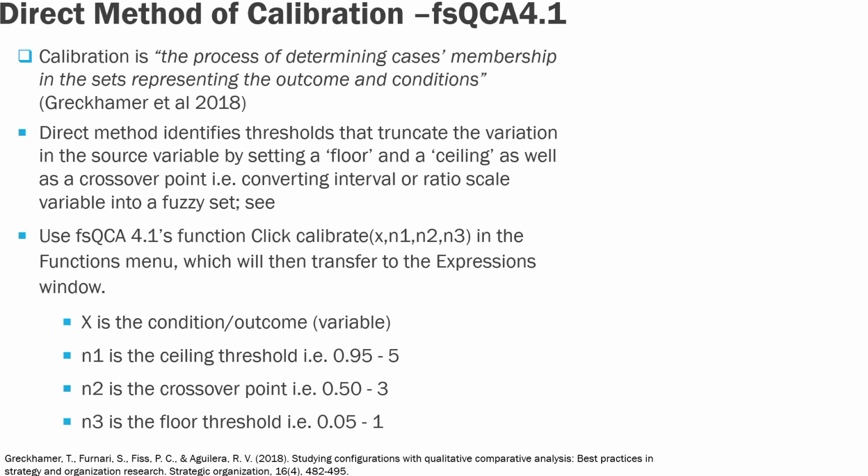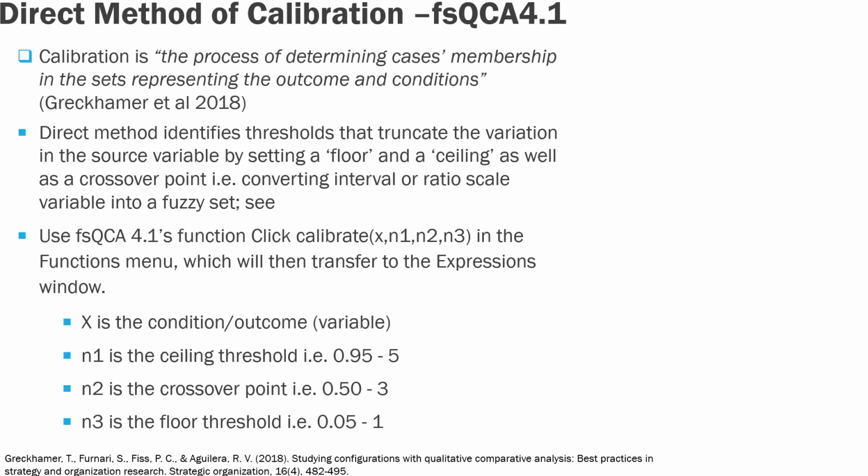Let's talk about a very important step in the QCA method, which is calibration. Essentially, in calibration, what we do is we convert the raw data into fuzzy sets, that is, values between 0 to 1. For example, if you've got interval or ratio scale data, Likert scale data between 1 to 5, how can we convert that into fuzzy sets? The method that we use is what we call the direct method, and it is a very simple step.